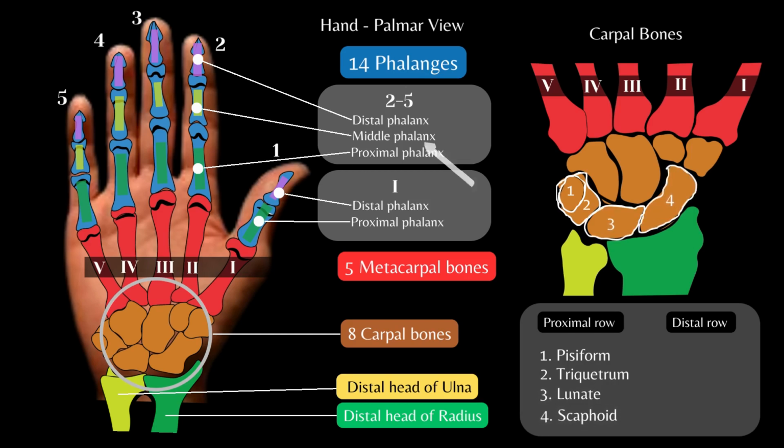In the distal row, going from lateral to medial, the fifth is the trapezium. The sixth is the trapezoid. The seventh is the capitate. And the 8th bone is called the hamate.